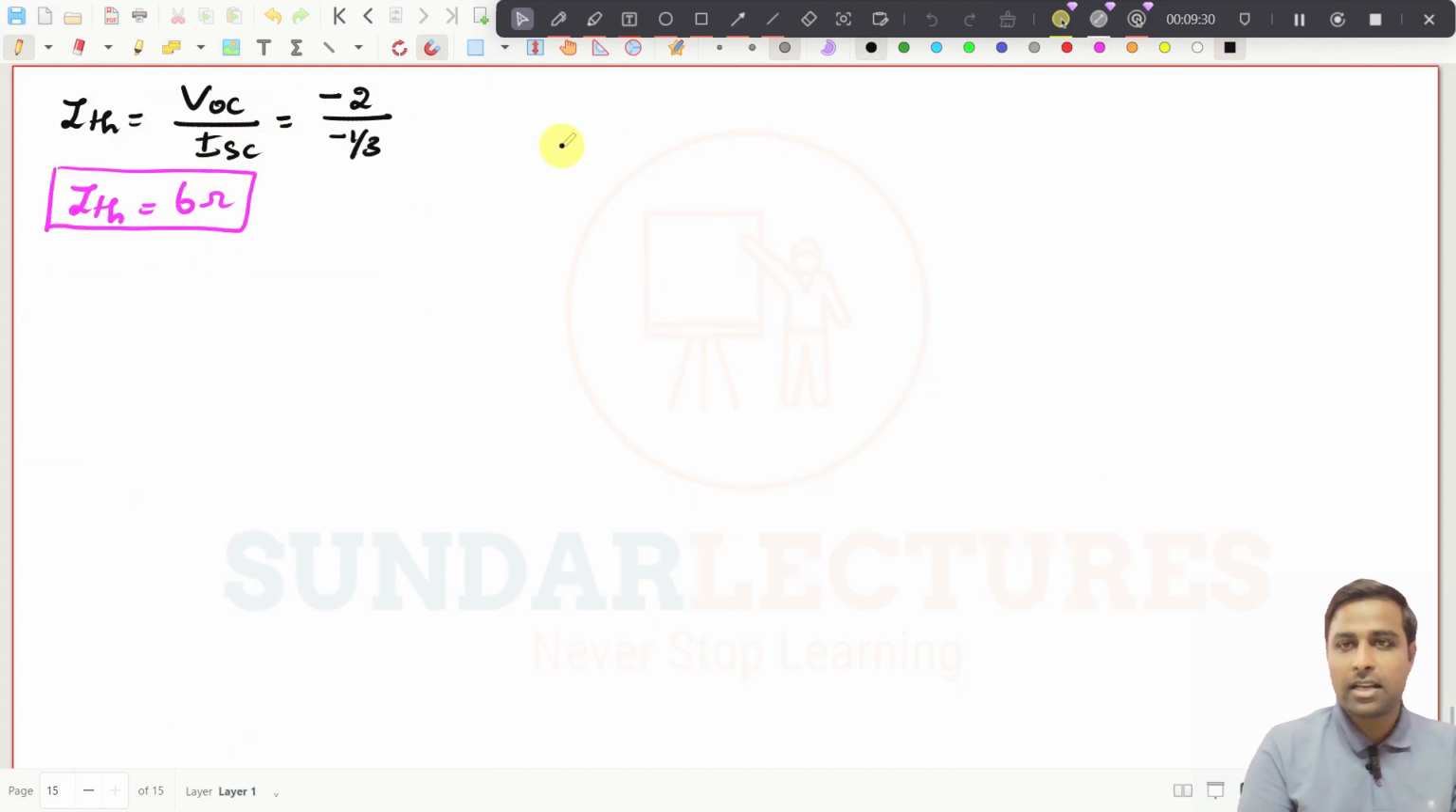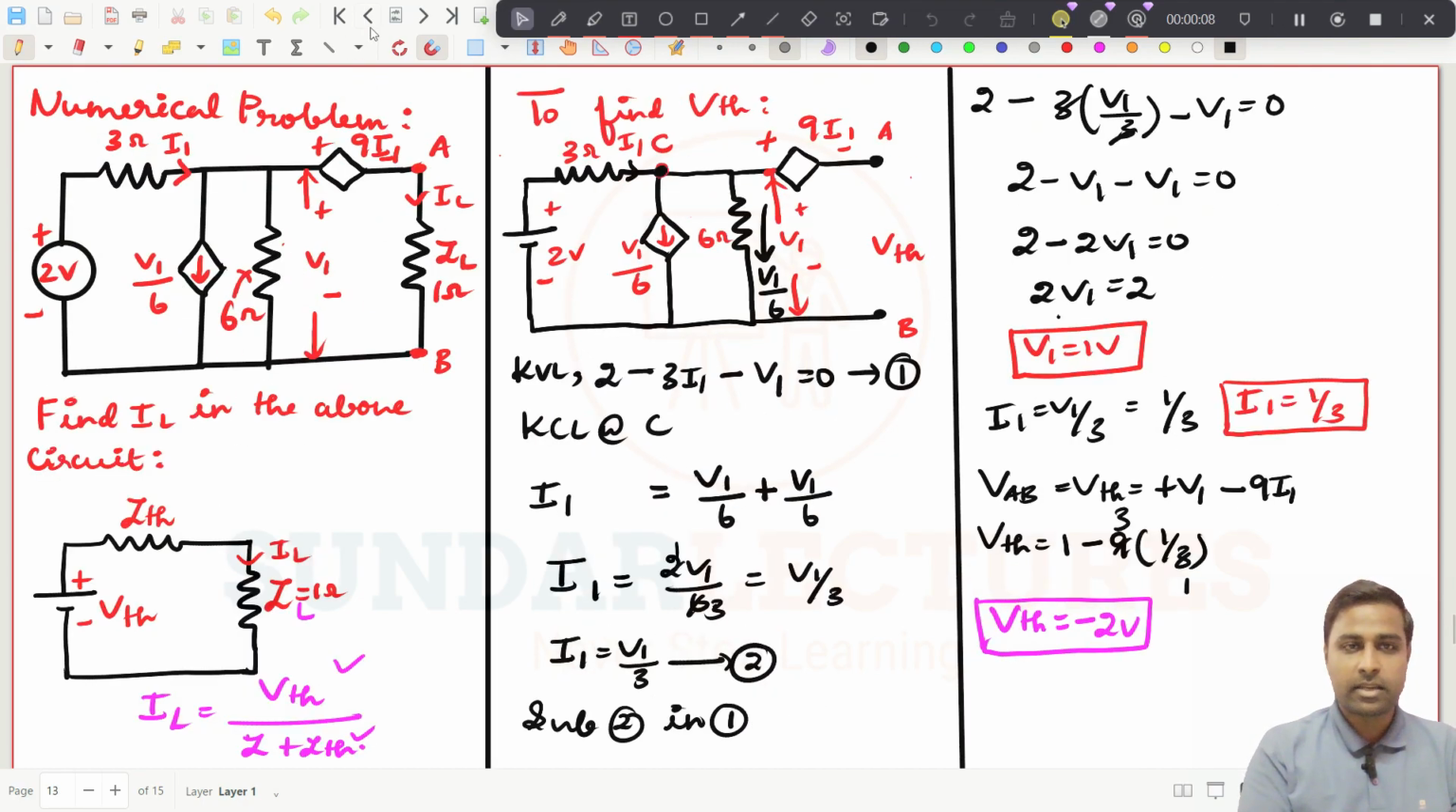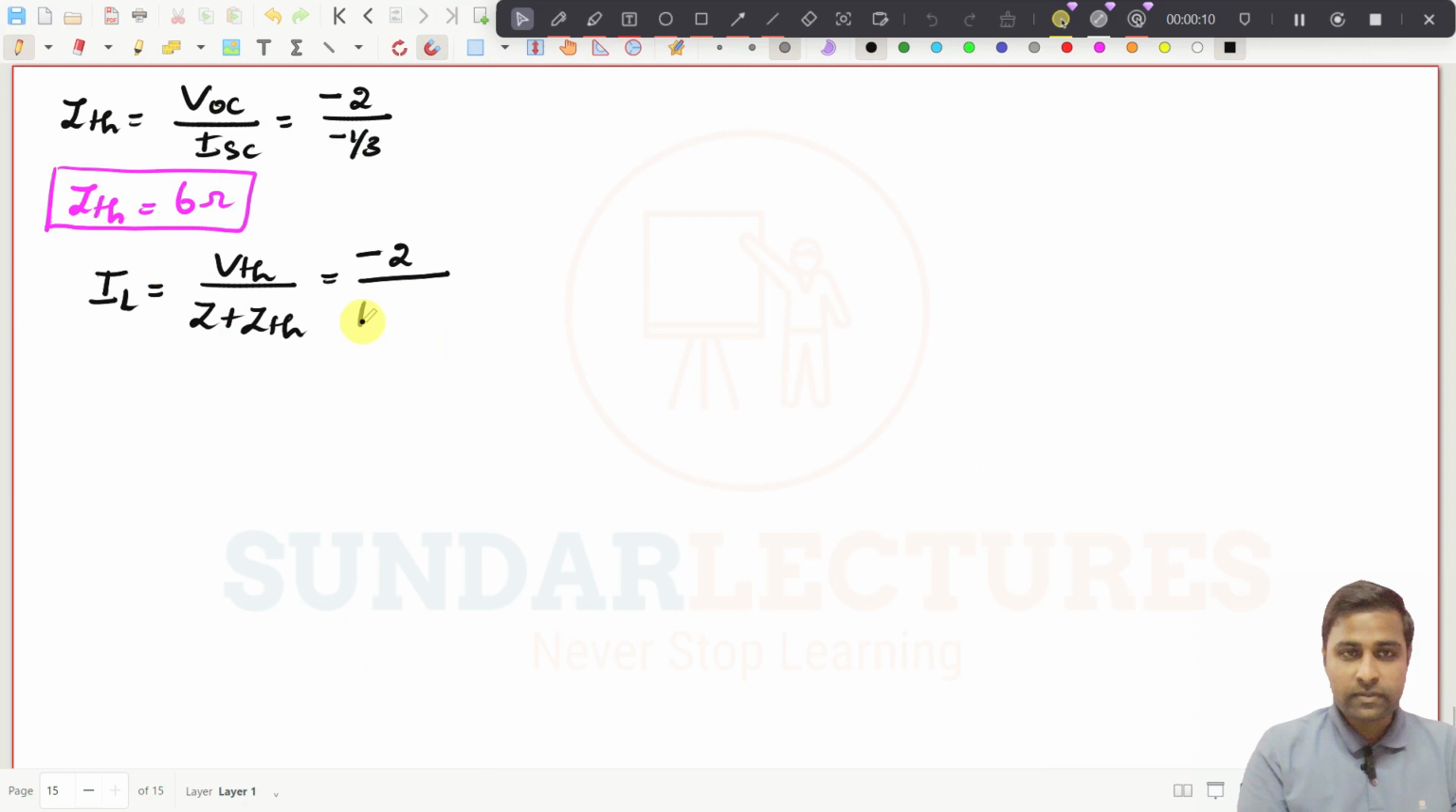So IL will be equal to VTH divided by Z plus ZTH, right? What is VTH we have found? It is minus 2 divided by, and what is Z? Z is nothing but 1 ohm. So this will be 1 ohm. And what is the value of ZTH? That should be 6 ohms.